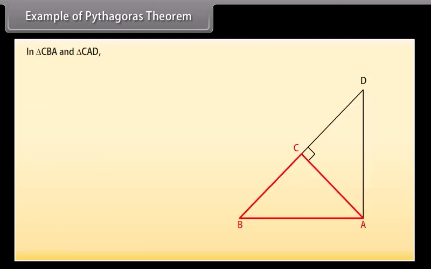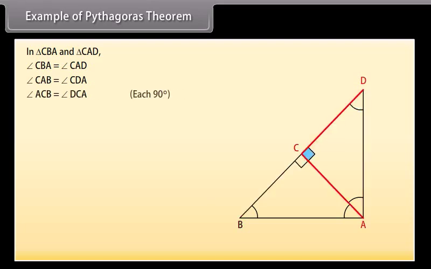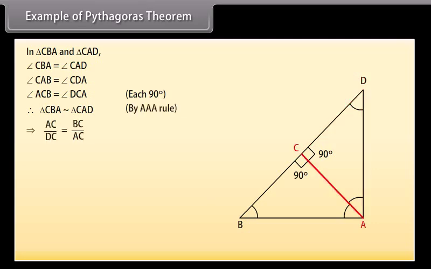In triangle CBA and triangle CAD, angle CBA is equal to angle CAD, angle CAB is equal to angle CDA, and angle ACB is equal to angle DCA, each is 90 degrees. Therefore, triangle CBA is similar to triangle CAD by the AAA rule, which implies AC upon DC equals BC upon AC, which implies AC square equals DC into BC.